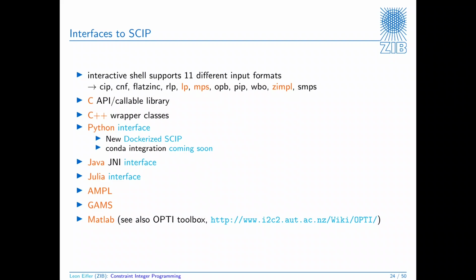You have already been familiarized with PySCIPOpt, since it is the interface used in this CO@Work, and also with the new Dockerized version of SCIP and the possibility to use SCIP as PySCIPOpt from a Jupyter notebook, which is very new. We're also planning a Conda integration that is hopefully coming very soon, where you can just use conda install pyscipopt and then everything will be done for you. This is the goal. There are also interfaces to Java, Julia, AMPL, GAMS, and MATLAB.